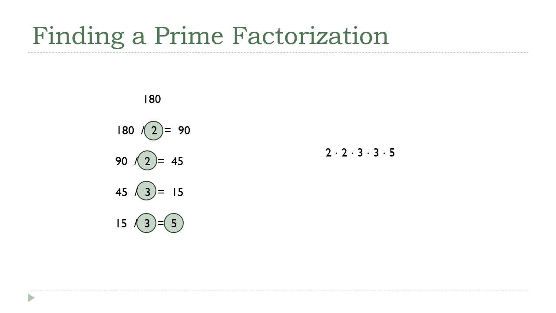Right, so if we multiply all of those together, the prime factorization of 180 is 2 times 2 times 3 times 3 times 5. But just like we saw in the previous example, I can shorten this up a little bit using some exponents. Right, so I'll make this 2 squared times 3 squared times 5. And that would be my final answer.